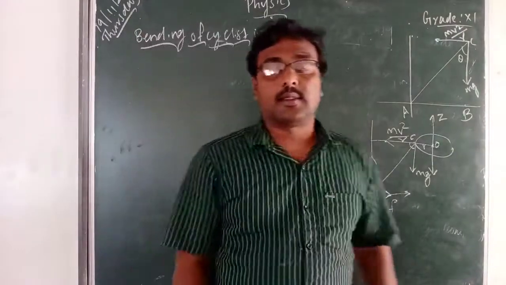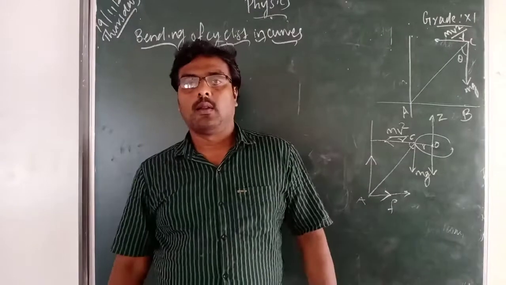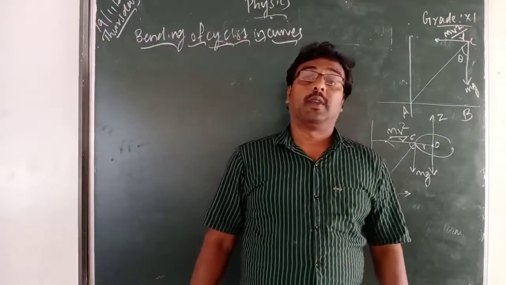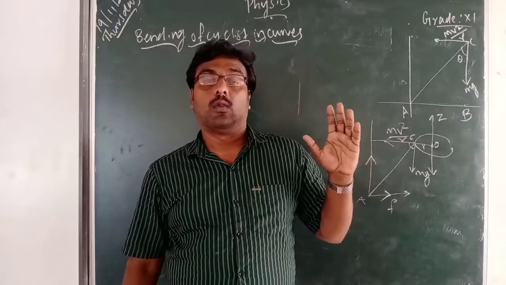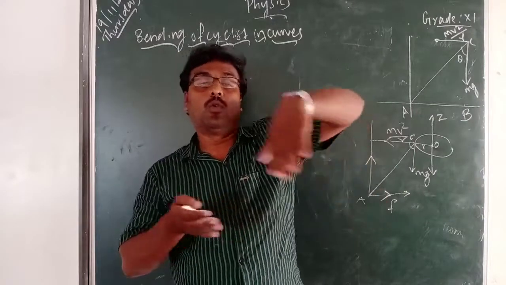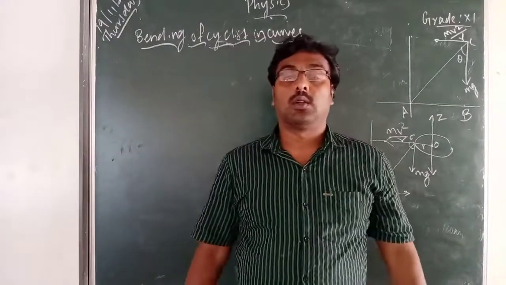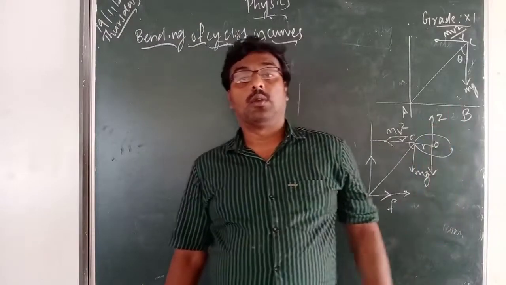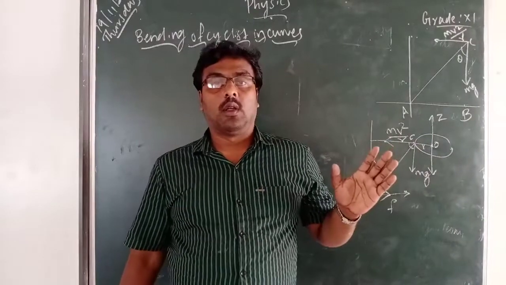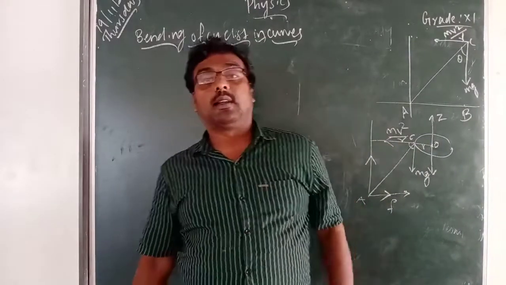Bending of cyclists in curves. We have learned about banking of tracks: what will happen when a vehicle moves on a circular road, and how much speed it has to apply. We have found the formulas. Here, bending of cyclists in curves.